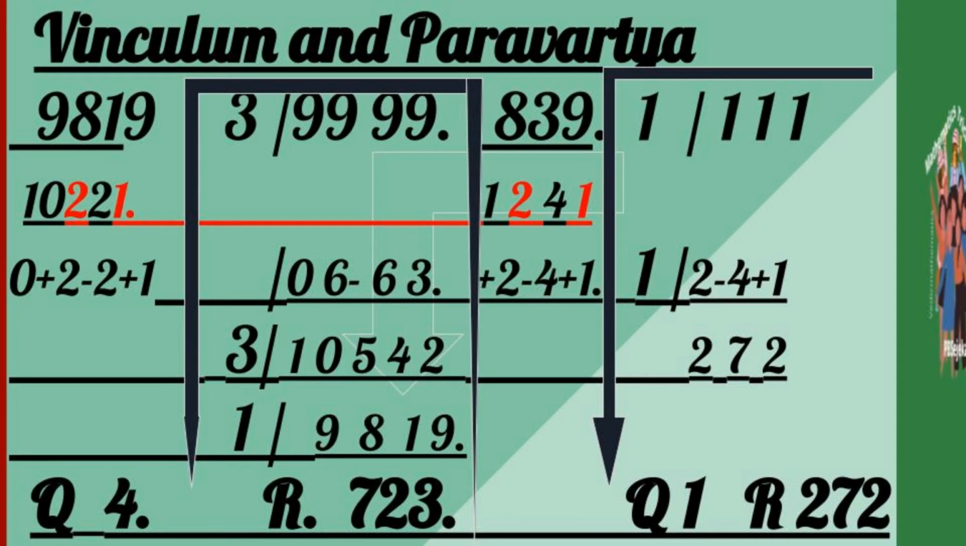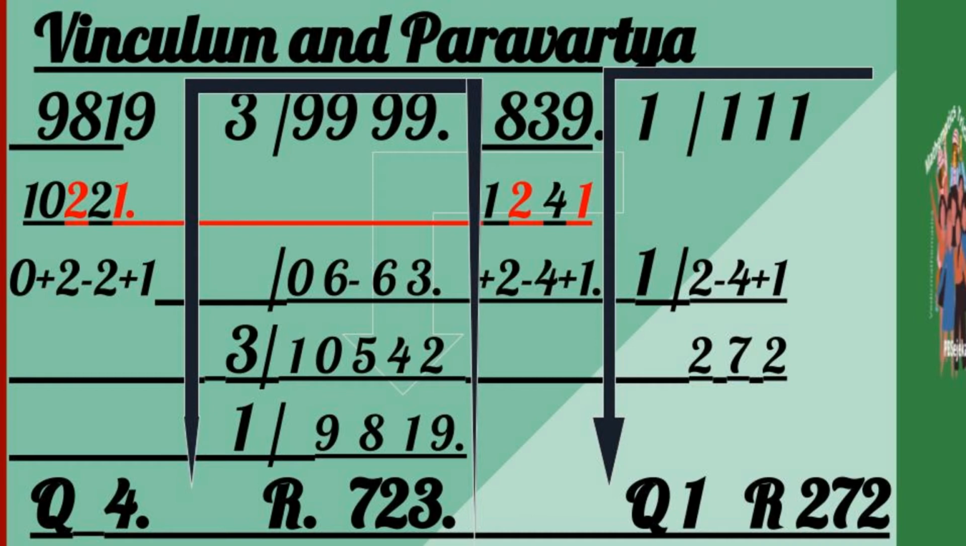Now start division. Bring down 3 to the quotient side. 3 into 0, 2, 2, 1 gives 0 plus 6 minus 6 plus 3. Now adding 0, 6 minus 6 plus 3, 29999 gives 10, 5, 4, 2. Since this is a bigger number than 9819, we will divide it by 9819, which gives 1 as quotient and remainder 723. The final quotient is 3 plus 1 equals 4.